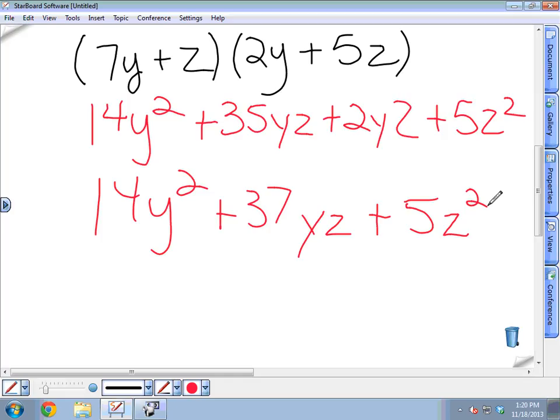Does anyone have any questions on how I get that before I move on? This should all be pretty much review from Algebra 1. If you're not sure, speak now. Okay. So we're just multiplying some things and combining like terms.